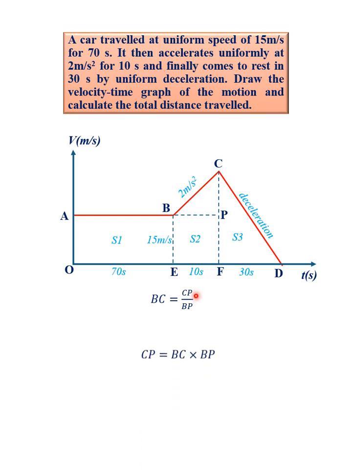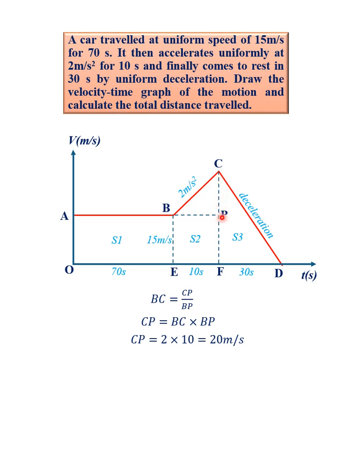We are looking for CP, so if we make CP subject of formula, CP is equal to BC times BP. And that is, CP will be equal to BC is 2 times BP, BP is 10, because if this is 10, then this is 10. 2 times 10, and that will give us 20 meters per second. So the velocity during the acceleration is 20 meters per second.